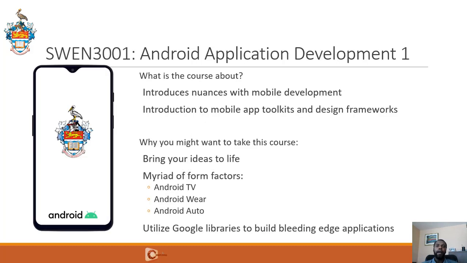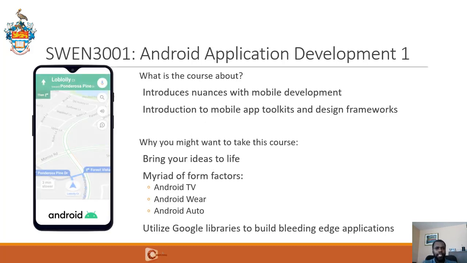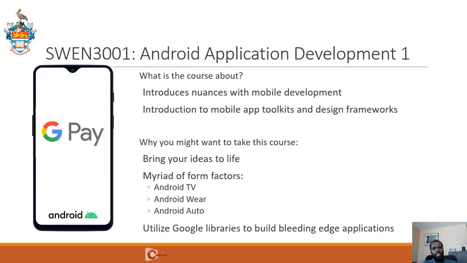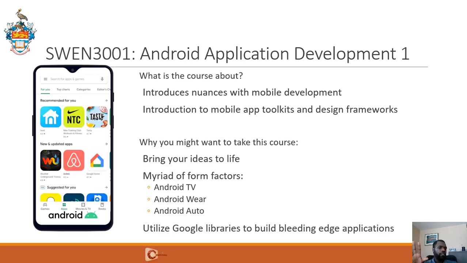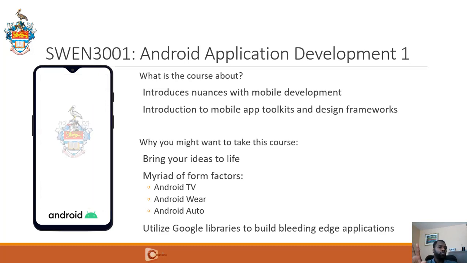Okay. Another course which we're offering for the second time is SWEN 3001, Android Application Development 1. And again, for students who are not in the Software Engineering Mobile Application Technologies program, you want to take the M11 stream. Okay, for students in the Software Engineering Mobile Application Technologies program, you want to take the M12 stream of this course. So this course exposes students to the nuances of mobile development. You learn about mobile application toolkits and design frameworks. So you might want to take this course so that you can bring some idea you want to life, right?